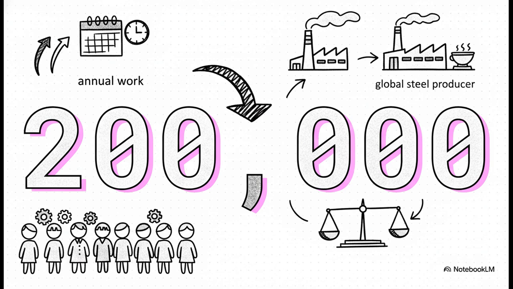So where does this number actually come from? It's basically a baseline representation of working hours. Specifically, 200,000 represents the total number of hours that 100 full-time workers would provide annually if they worked 40 hours a week for 50 weeks a year.